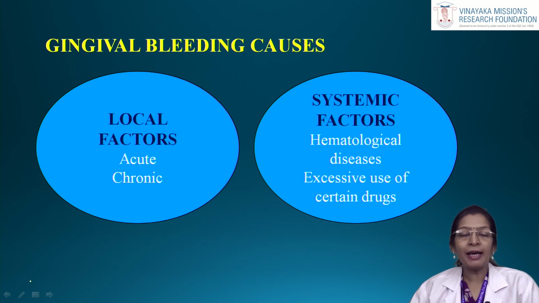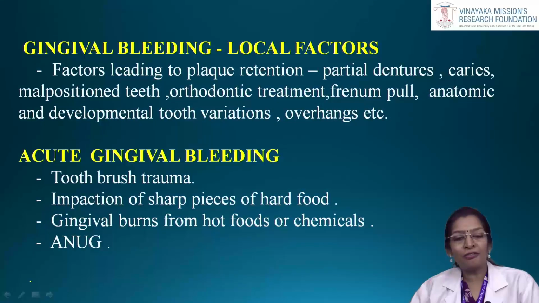Again, local factors can be due to acute or chronic factors. Systemic factors can be because of hematological diseases and because of excessive usage of certain drugs. Now, what are the local factors for the gingival bleeding? The gingival inflammation is because of the plaque and the calculus.